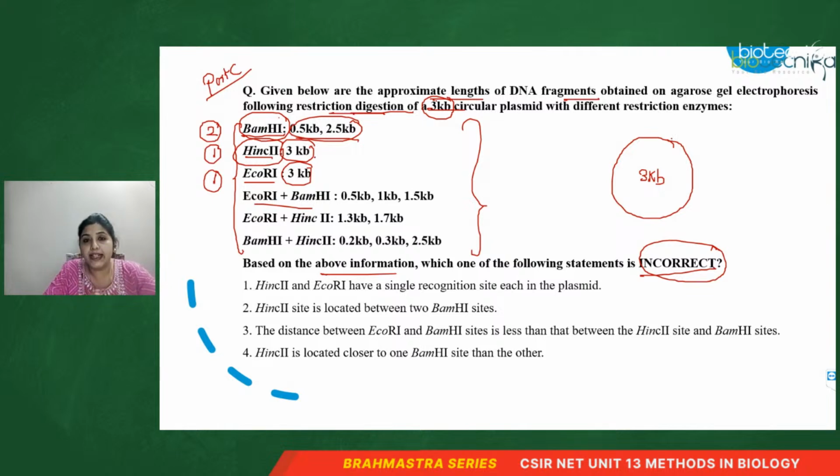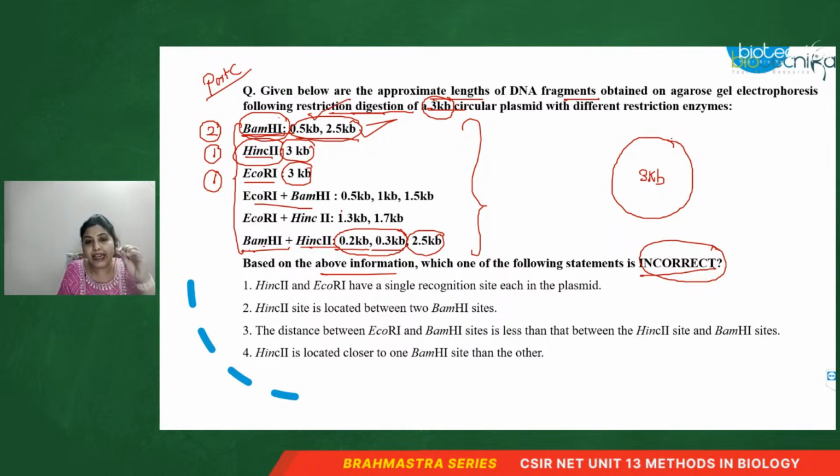Now, the question arises: how to determine the location of BamHI, HincII and EcoRI? So we'll go for double digestion. If you see here, on performing digestion with BamHI and HincII together, we are getting a fragment of 2.5 kb, which is similar to the fragment generated by BamHI when only digestion with BamHI is done. And the other 2 fragments are of size 0.2 kb and 0.3 kb. If I add them, 0.2 plus 0.3 gives me 0.5 kb only.